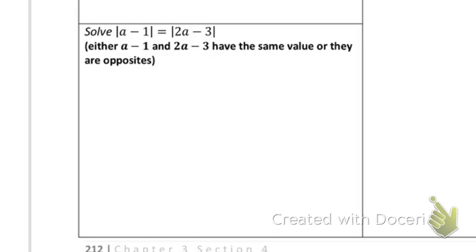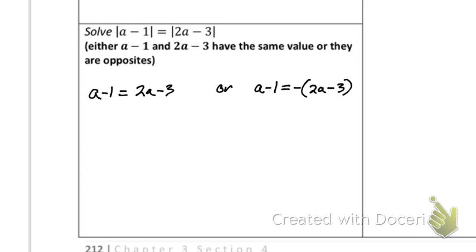To check that, first let's check to see if they're the exact same value. A minus 1 equals 2a minus 3. The other possibility is that they're opposites, in which case we just have to check a minus 1 equals a negative quantity, 2a minus 3. And if you wanted to, you could have put this negative sign over on this one. So the negative version of a minus 1 equals a positive 2a minus 3. You just got to make one of them negative to show that they're opposites.